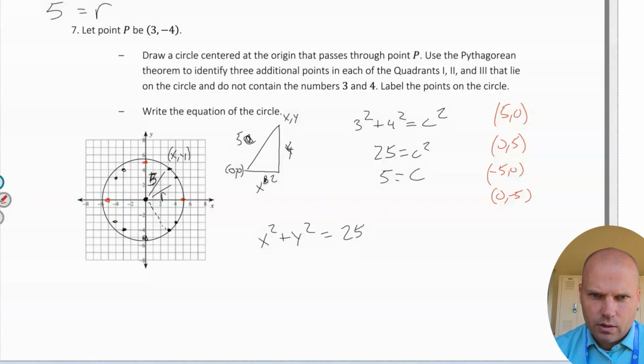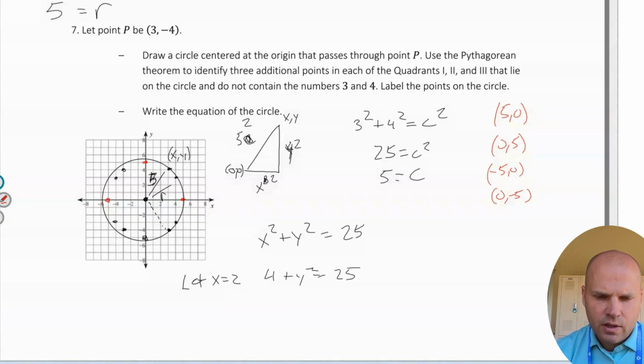A squared plus b squared equals c squared. And just pick an x or a y. For example, let's let x equal 2. I'm just gonna pick. If x is 2, I'd get 4 plus y squared equals 25. Well, that means y squared would have to equal 21. That means y would have to equal root 21. Can't simplify this. 4, 9, 16 don't go into 21.